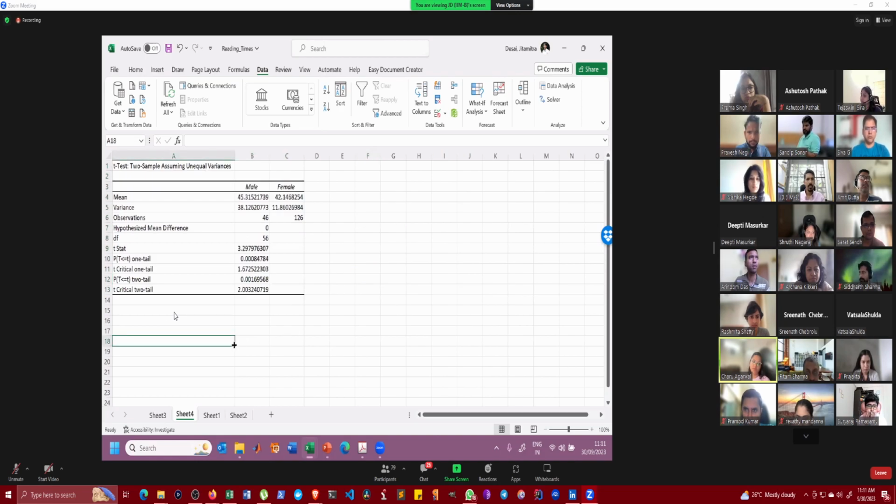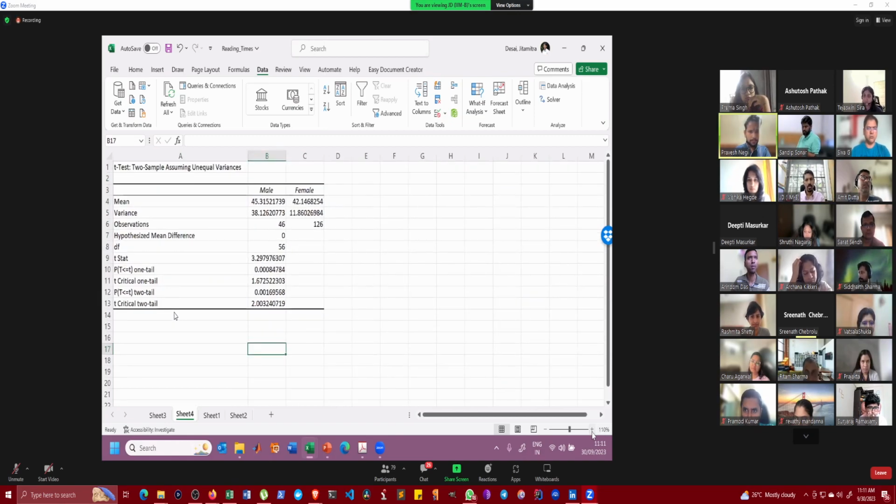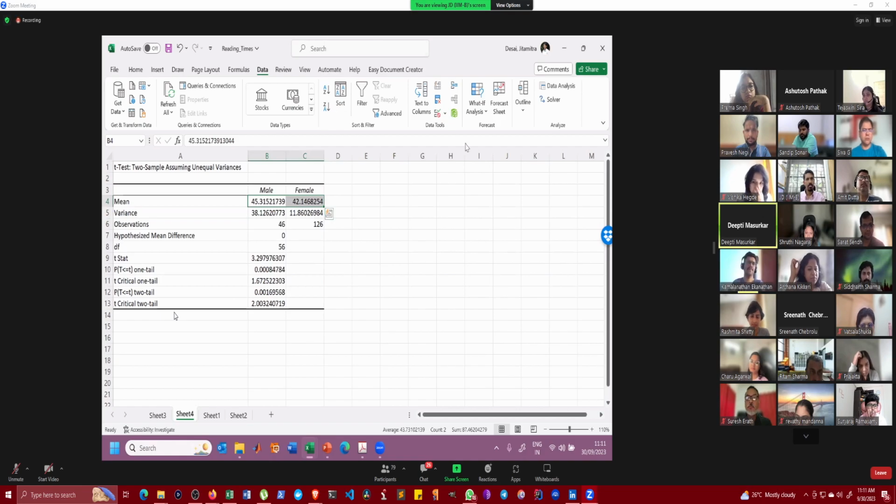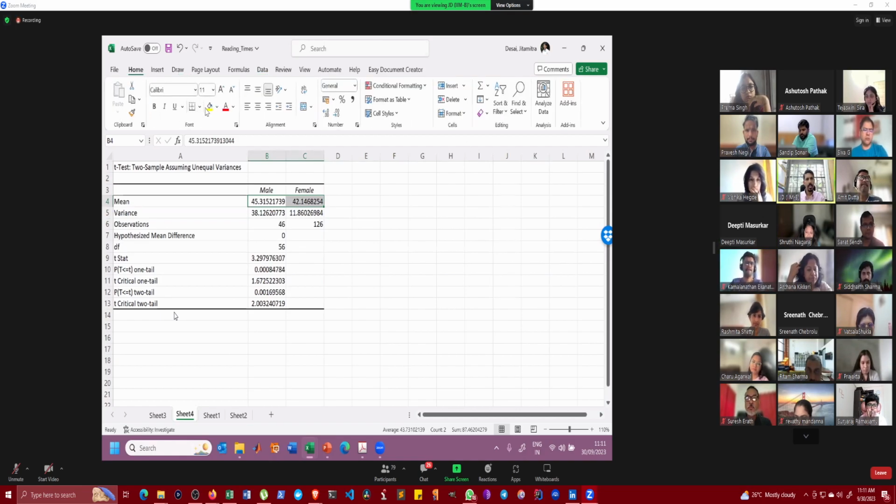Everybody okay with this? Are we getting the same output, guys? Are my means the same as what we calculated? My sample means are the same as what we calculated earlier.